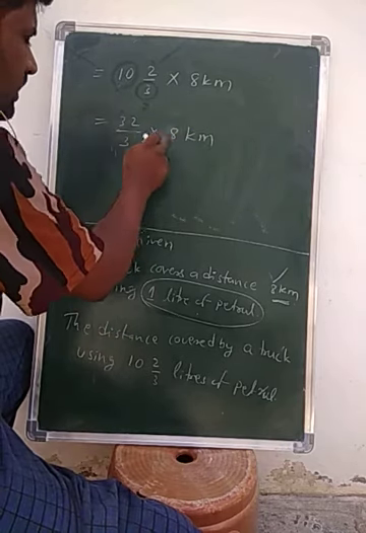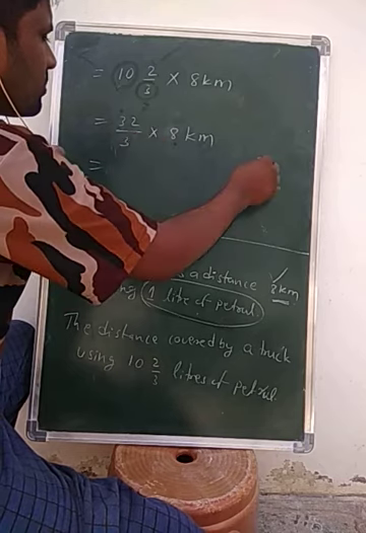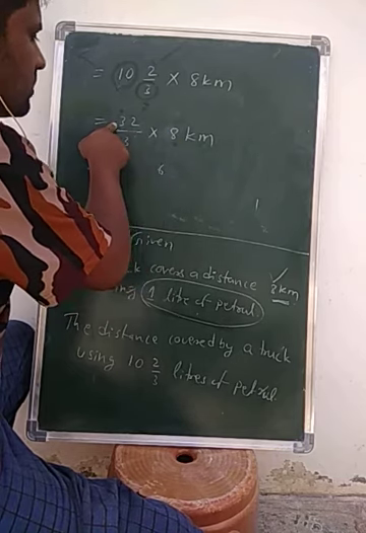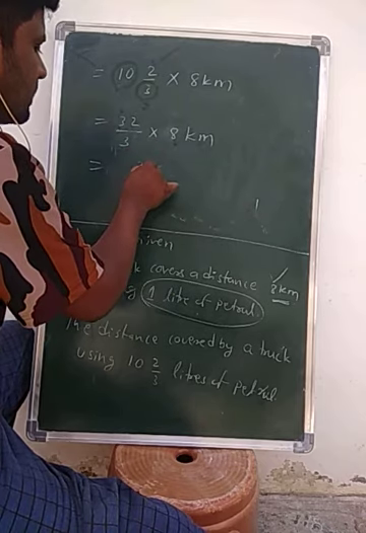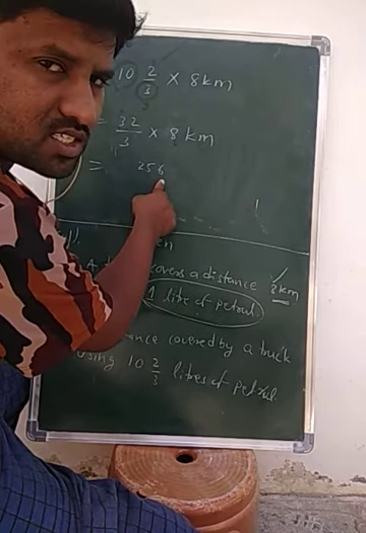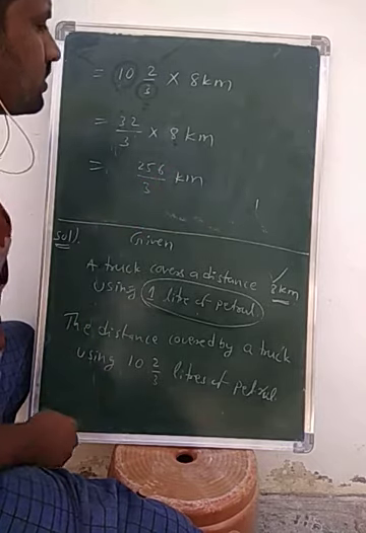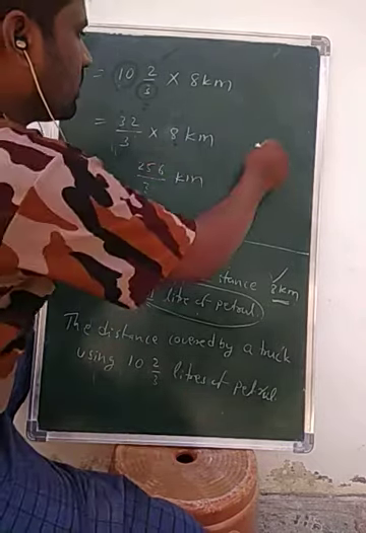So 32 into 8. 32 into 8 means what? 8 2s are 16. 8 3s are 24 plus 1, 25. So that is 256 by 3 kilometer. So you just take the rough work.